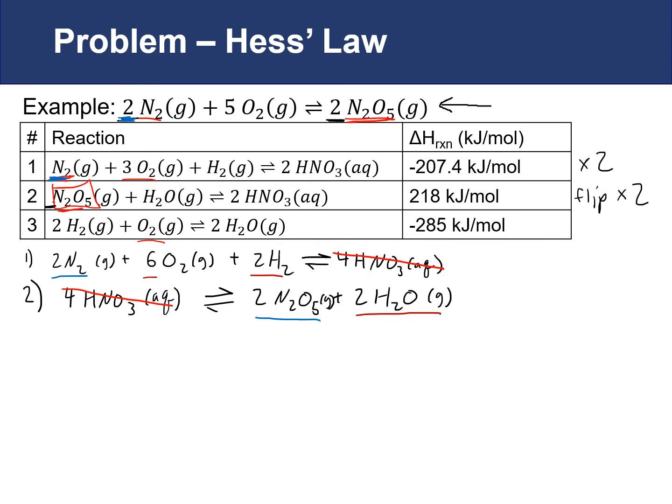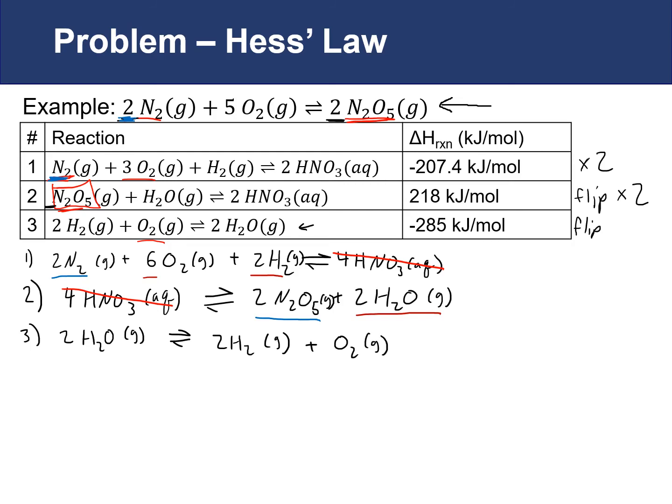If you look at reaction number 3, water is a product, and so we can use this to get rid of our water that we get from the flipped reaction 2. So I'm going to use my reaction number 3. I'm going to flip it, and this will get rid of the 2 waters. So I'm going to flip it, but use it as it is. So this would be 2 H2O as a gas goes to 2 H2 as a gas, plus O2 as a gas.